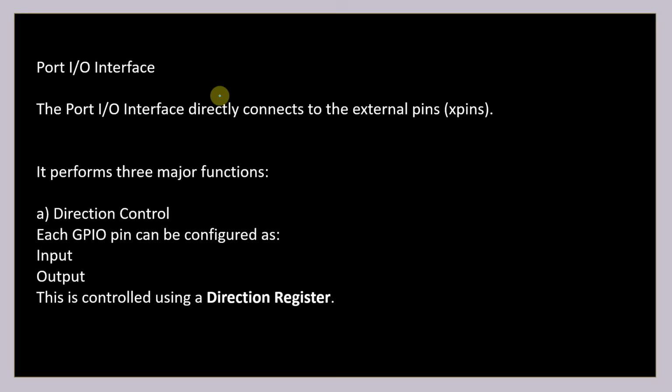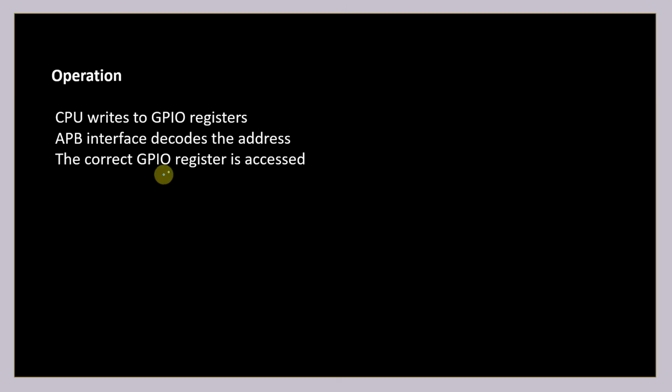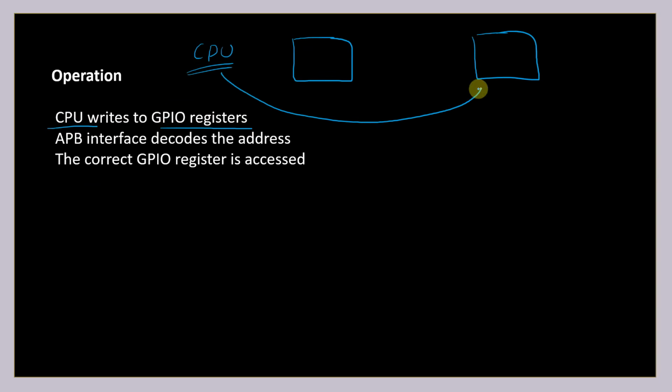So this is the operation which is basically happening. Your CPU writes to the GPIO registers. You can also have one RTL block present between your CPU and the GPIO controller, or else you can directly establish a connection between your CPU and the GPIO controller. And we are going to use something known as the APB interface, which is going to decode the address. What do you mean by address, we will discuss. And the correct GPIO register is accessible.